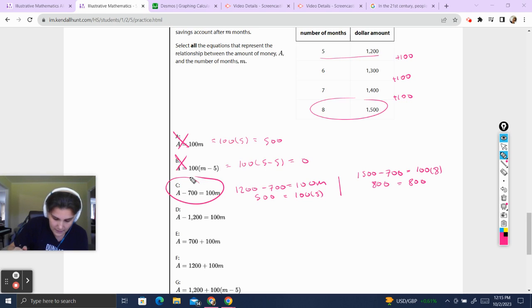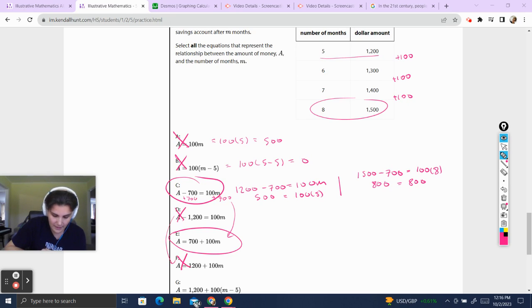D. Is A minus 1,200 equal 100M? Well, if it worked with 700, it's not going to work with 1,200. So I'm going to cross them out. Is A equal to 700 plus 100M? Well, in this case, I already verified this using 2 points. And I notice if I add 700 to both sides, what I get is this equation. So instead of verifying again, I'm just going to say, hey, I realize it's the same equation, and therefore it has to be correct. Now, is A equal to 1,200 plus 100M? I notice it's the same as that one, and I already know it's not going to work.